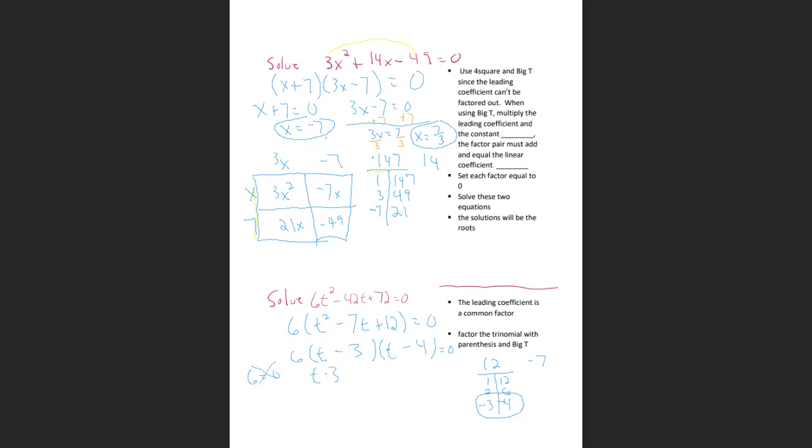T minus 3 is equal to 0. We just have to figure out what makes that true, and 3 would make that work. T minus 4, what's going to make that equal to 0 would be a 4. So we would just say T equals 4. So 3 and 4 would be the solutions to that quadratic equation.